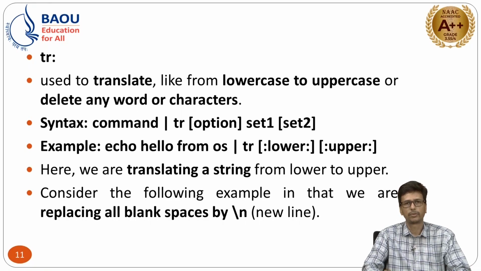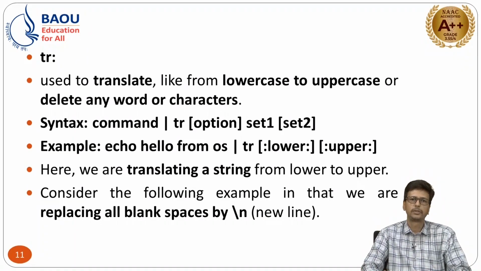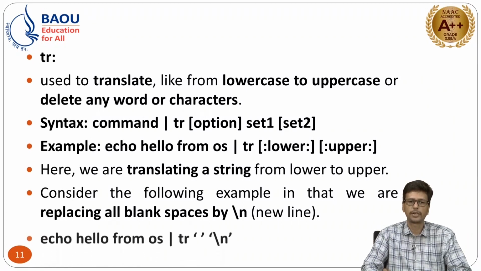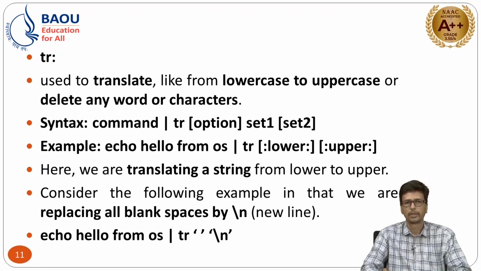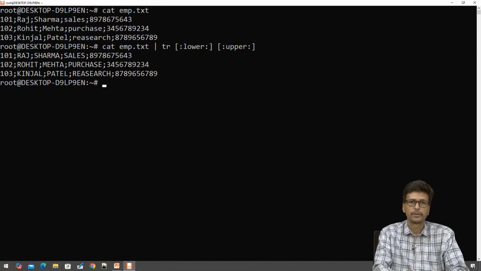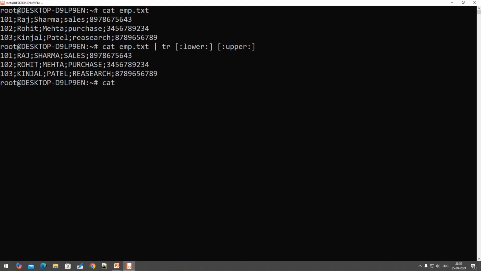Now suppose you want to replace something, say for example the blank spaces converted into a new line. So in that case you use \n. So here, hello from OS. All three words, all three strings, are separated by spaces. Now you want to change that space into a new line. In that case also you can use the tr command. So we can see it practically. Say for example we are creating one file, hello.txt. Here I am applying these few strings.